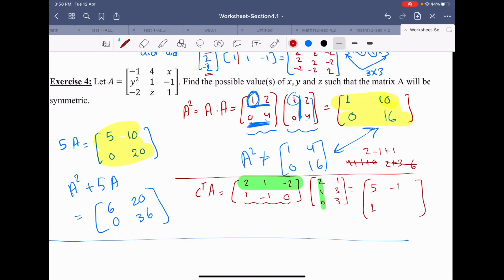Then the second column: 1 times 1 is 1, negative 2 with the 3 is negative 3, and the last one is 0. So this would be negative 2.